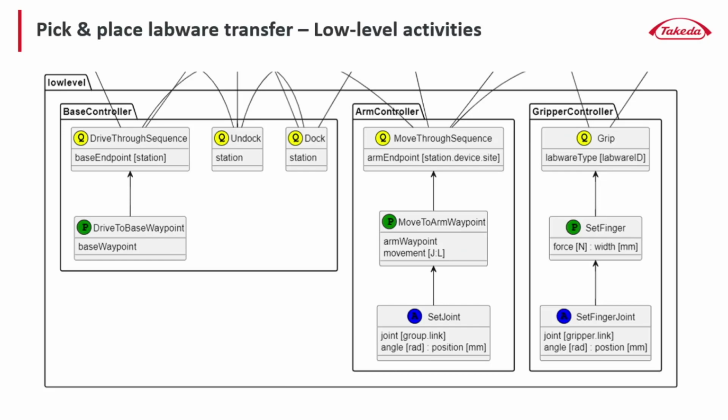And for each you can see the motion sequences analogous to each other. For the base we have driving through a sequence, docking and undocking. Whereas for the arm controller we have moving through a trajectory or a sequence of motions. The gripper can also be controlled either by position or force control. And you see how it's all broken down further into motion primitives and actuator primitives. So each activity has its own set of parameters, which the control system might use to trigger and parameterize the actions.